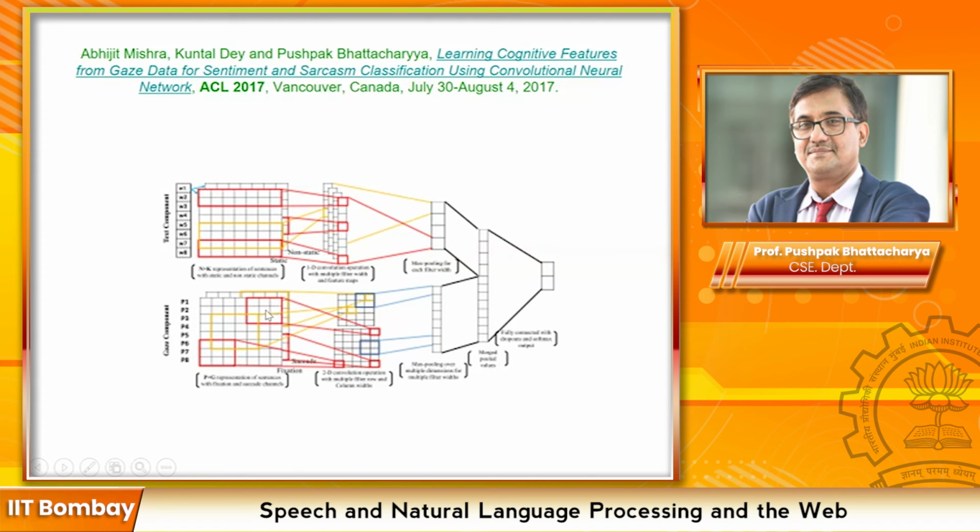So coming back to the technique, here is a neural network with two compartments, one for eye behavior, the other for the text. The features are collected from both compartments, concatenated, sent to a feed-forward network, and out comes the decision.